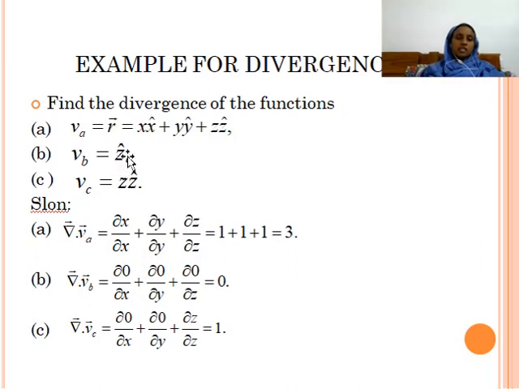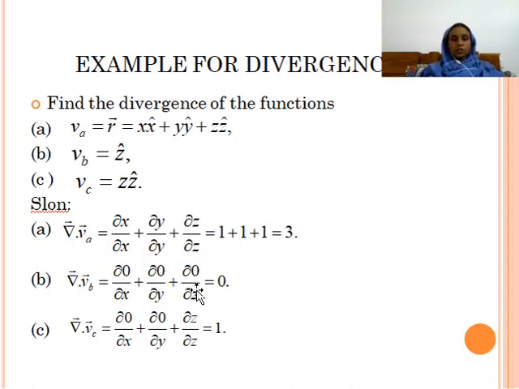This z component is itself a constant because it's a unit vector. It will be equal to z cap. So ∂(z cap)/∂z equals ∂/∂z of this coefficient, which is actually 1, so this is equal to 0. Similarly, when coming to this case, del dot Vc equals ∂z/∂z. So this is equal to 1.